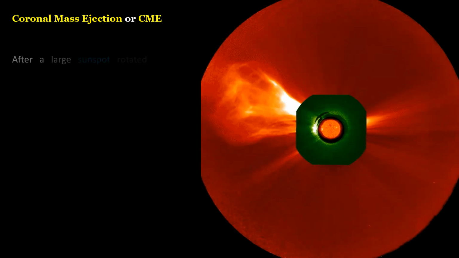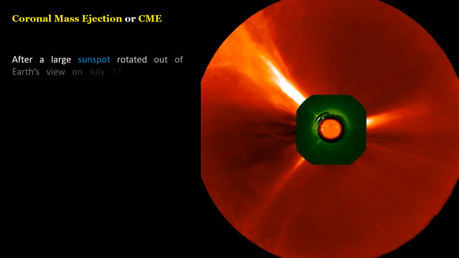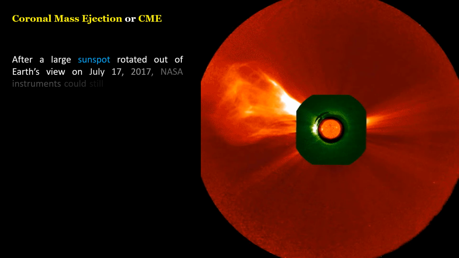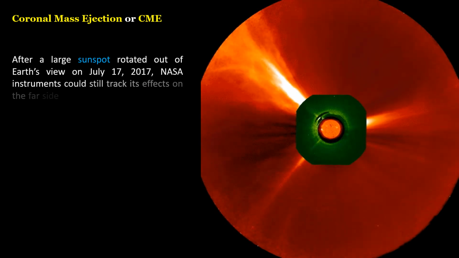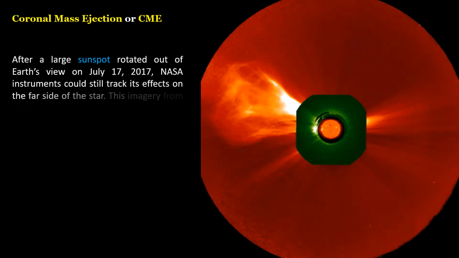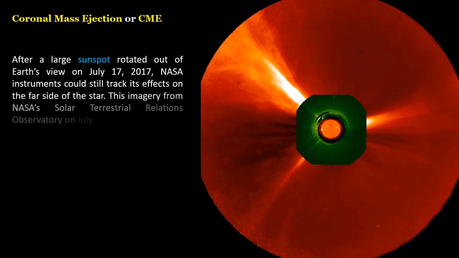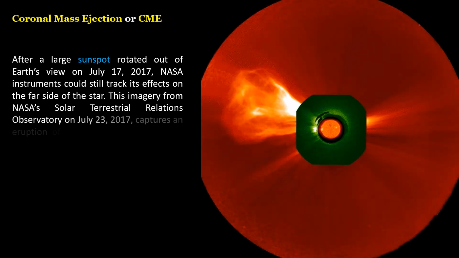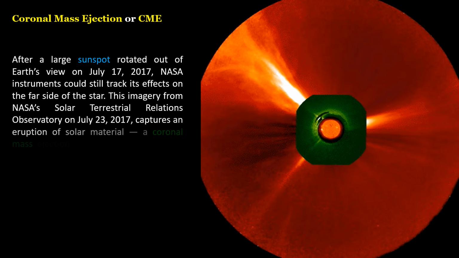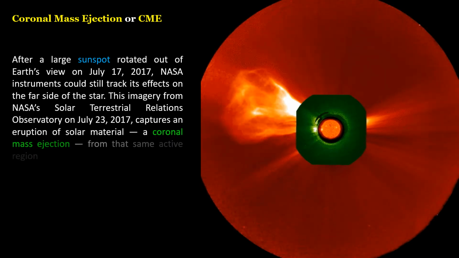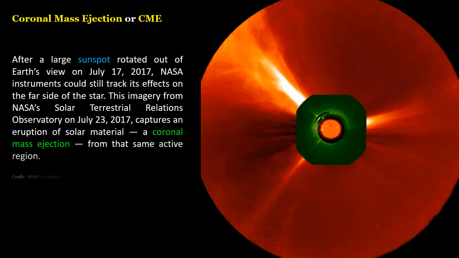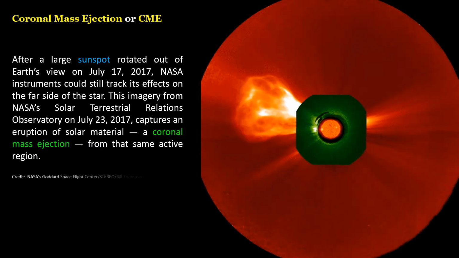After a large sunspot rotated out of Earth's view on July 17, 2017, NASA instruments could still track its effects on the far side of the star. This imagery from NASA's Solar Terrestrial Relations Observatory on July 23, 2017, captures an eruption of solar material, a coronal mass ejection, from that same active region.